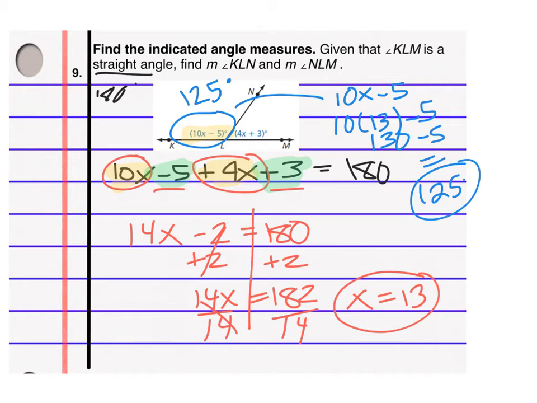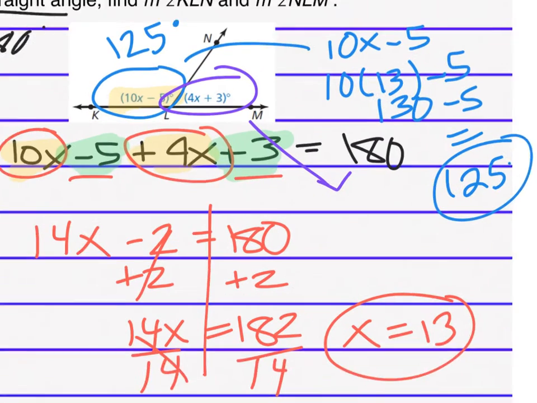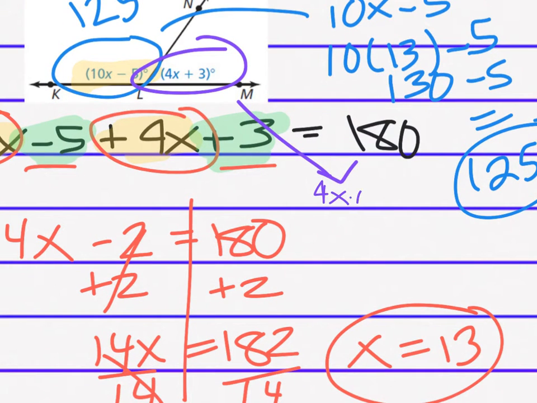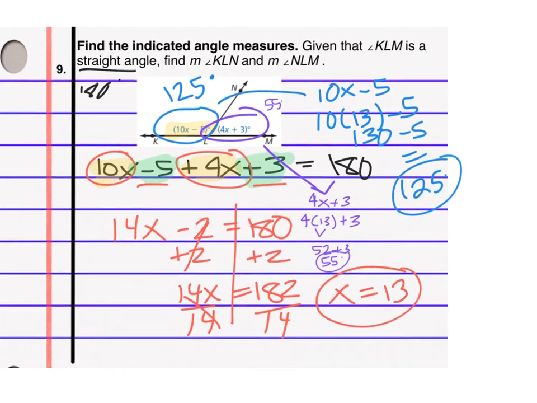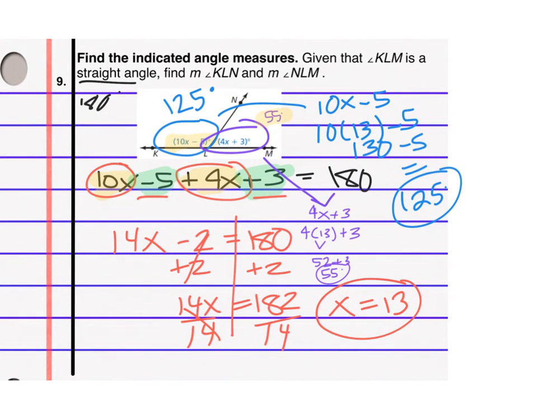Okay, then since they're supposed to add up to 180, I should be getting 55, but I'm going to go ahead and check my work. So I'm going to take 4x plus 3. I'm going to substitute 13, my answer, in for x. So 4 times 13 is, isn't that 52, like a deck of cards? Yep. Plus 3, I do get 55 degrees, which is good because that adds up to 180. If I add up my answers, 55 and 125, I do get 180.